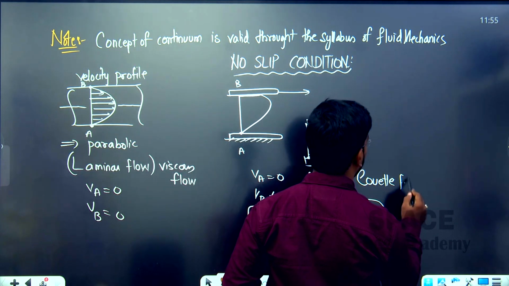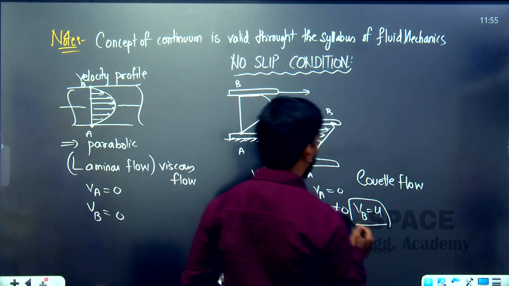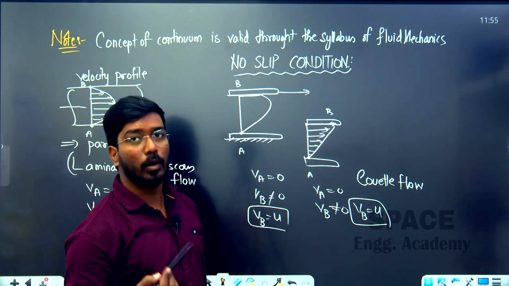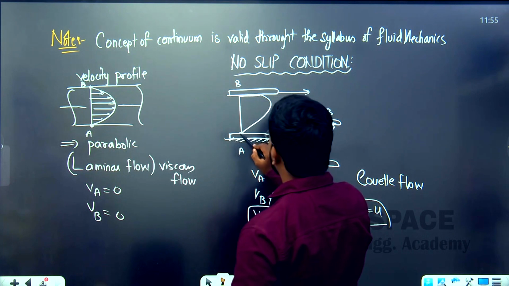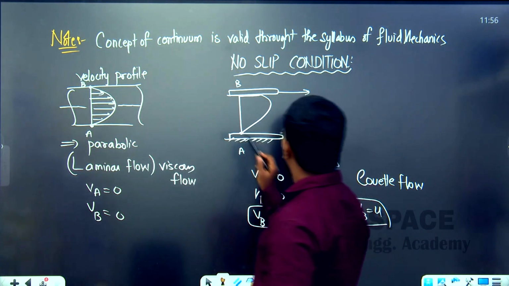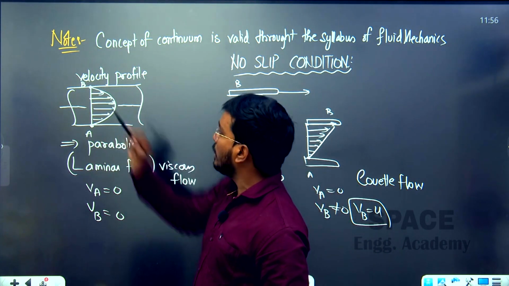This flow is regarded as a Couette flow, where velocity at a particular point is 0 and at another point velocity is existing. So here, what is it regarding the slip condition or no slip condition? Are we talking about this point A, and a point B?